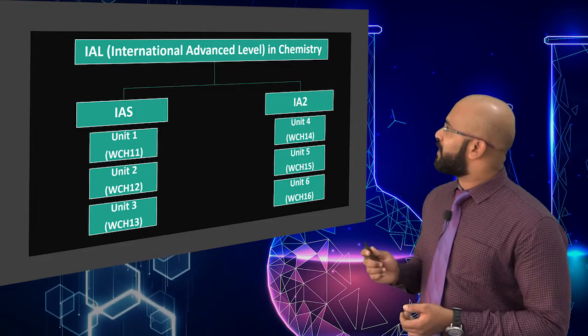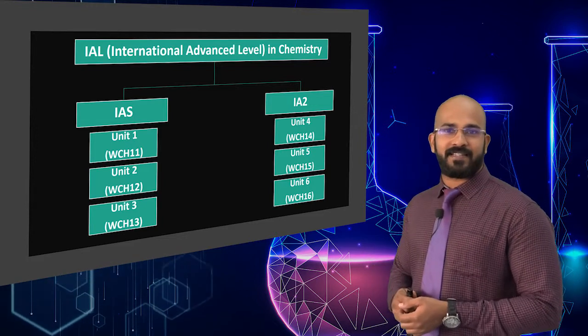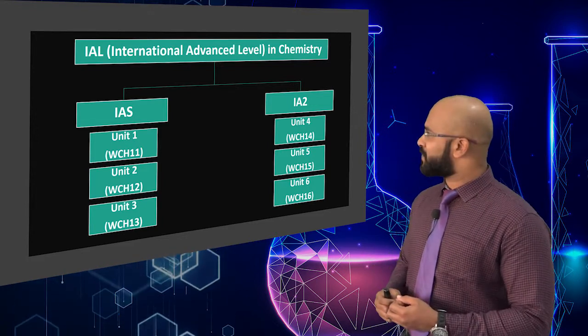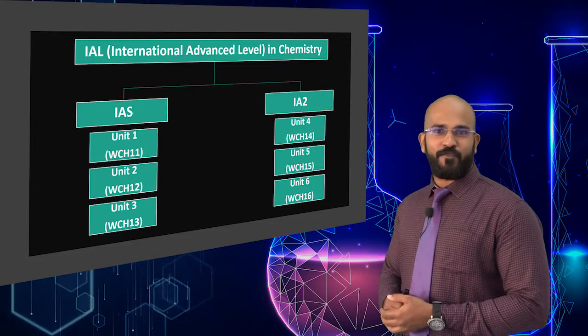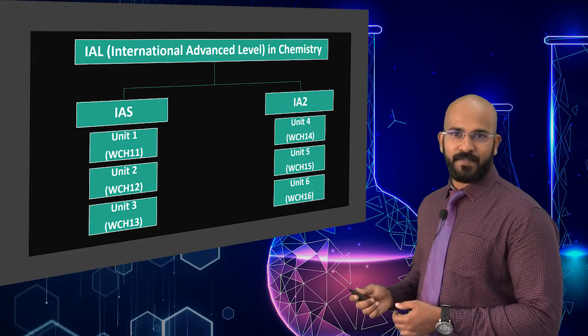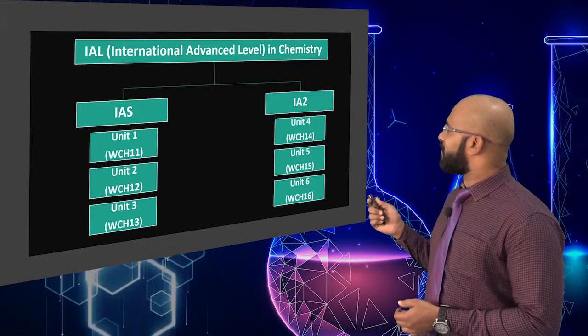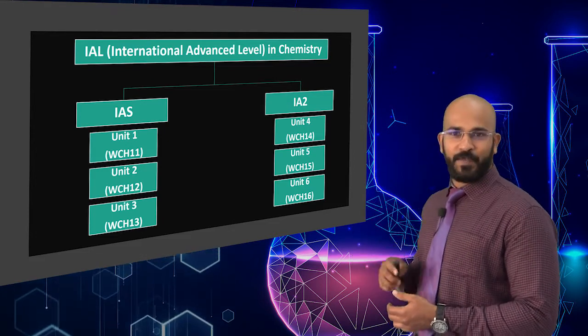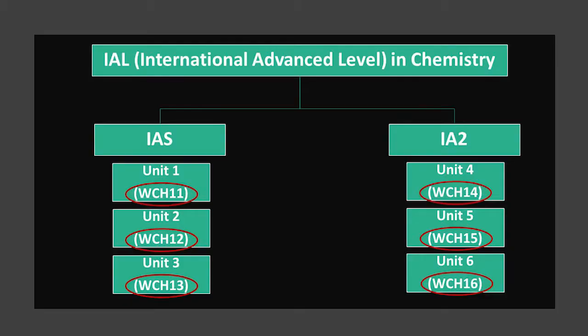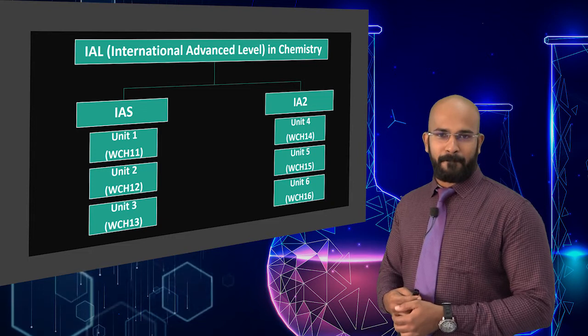IAL, International Advanced Level in Chemistry, contains a total of 6 units. Units 1, 2 and 3 are in grade 11, which is called IAS. Units 4, 5 and 6 will be in grade 12, which is known as IA2. These are the unit codes given for each unit. Refer to these unit codes whenever you practice a past paper.